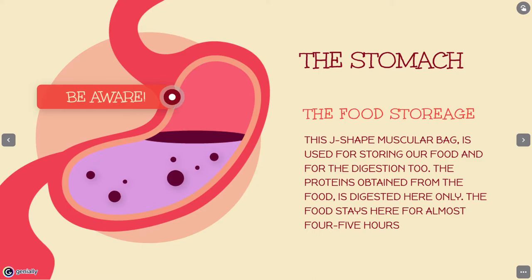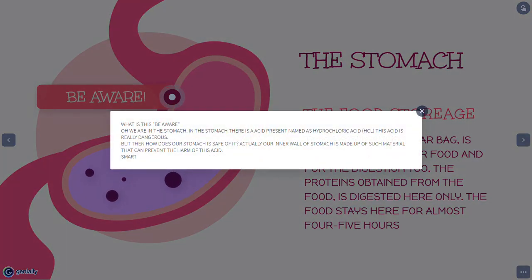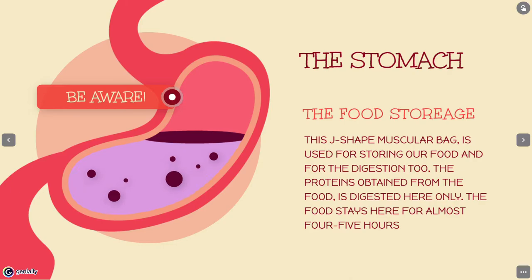Be aware. Let's check what this "be aware" is. Oh, we are in the stomach now, and this message is from our stomach. So actually, there is an acid present in our stomach, which is named hydrochloric acid, HCl in chemistry. And it is really, really dangerous for our skin and our muscles also. And the question occurs, why does our stomach stay healthy from it? Actually, it is due to this layer. The inner wall of our stomach is made up of acid-proof substance.